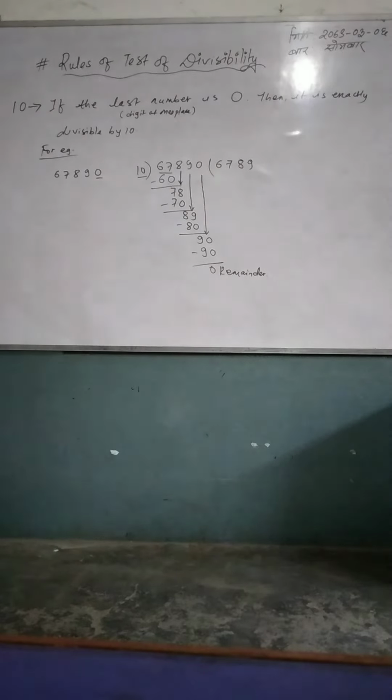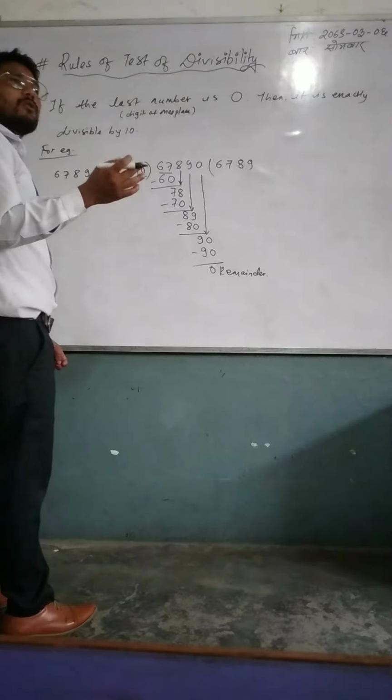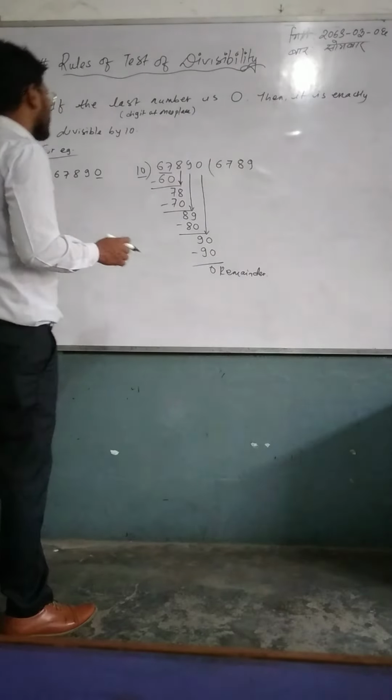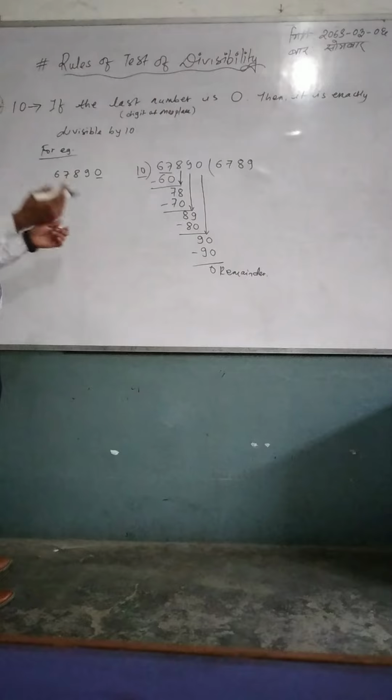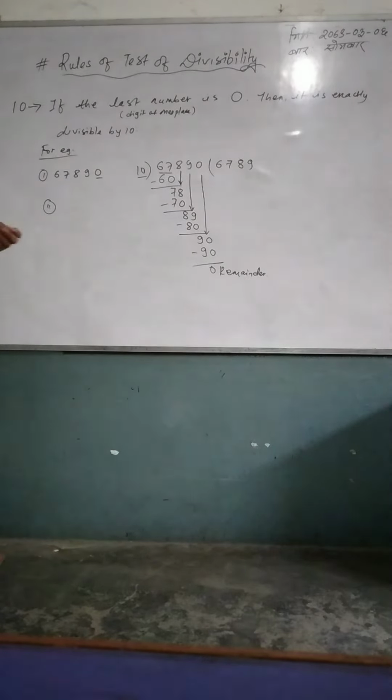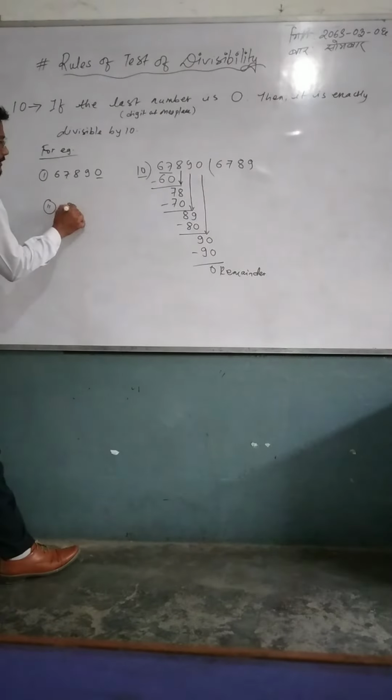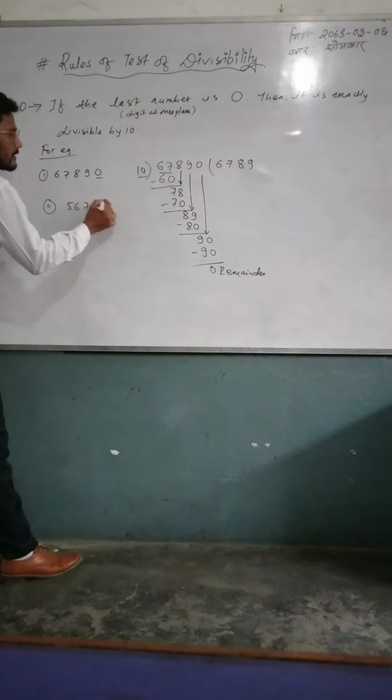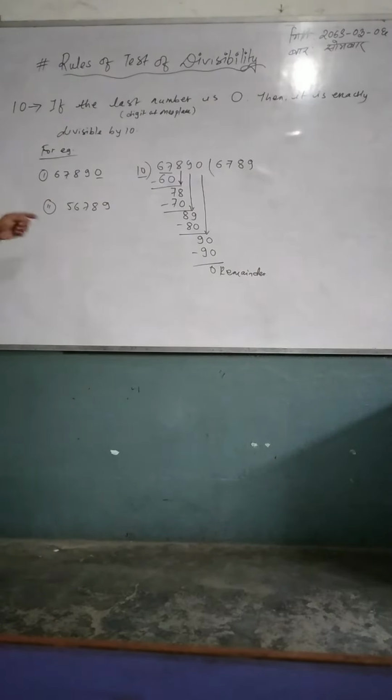I have to give you more examples for this one. Now I will give you a wrong one also. If in place of 0 there is another number, then what will be the result? Let us see. All the time I am giving you the correct one only, isn't it? Let me give you the next one. Let me give you another last number. Not 0, but 5, 6, 7, 8, 9. Number is the same, all the time the same number.